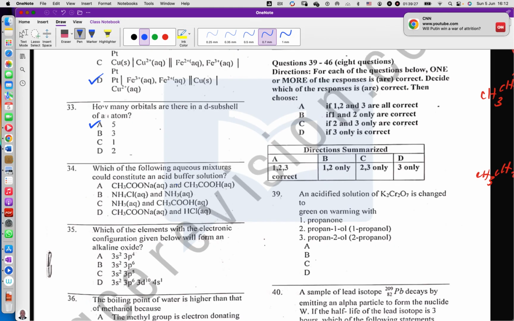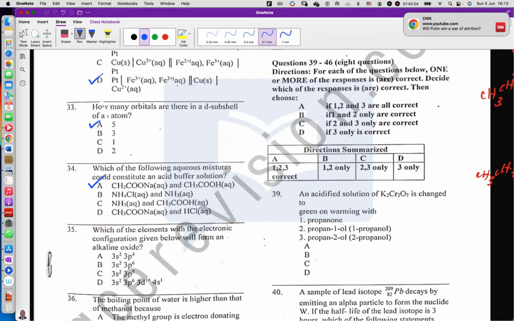A mixture of a weak acid and its salt will give you an acid buffer. Let me use a weak acid here: sodium ethanoate with ethanoic acid. So A is the right answer.